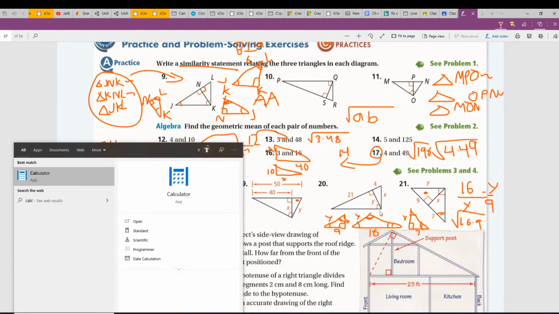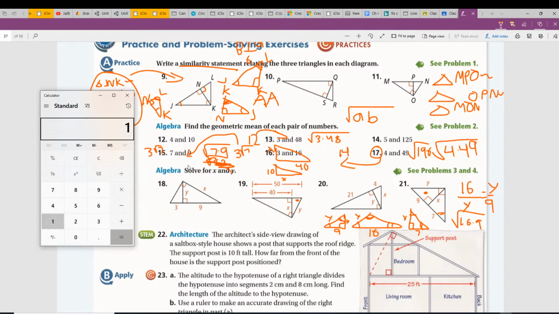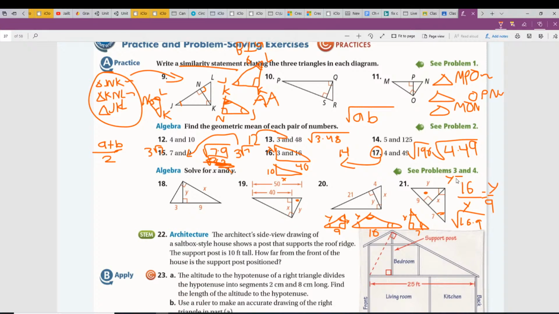Here, calculator. 16 times 9, 144, and the square root of 144 is 12. So the geometric mean will end up being 12. So y is equal to 12. Okay, now how about the x?